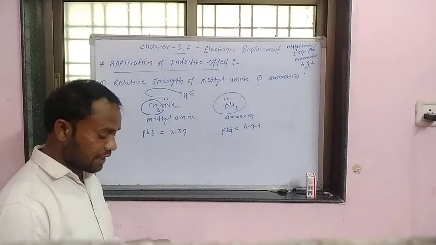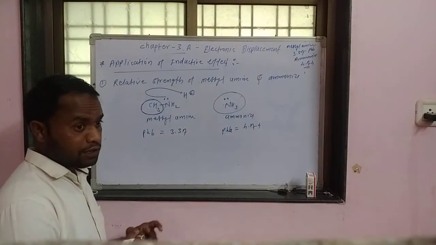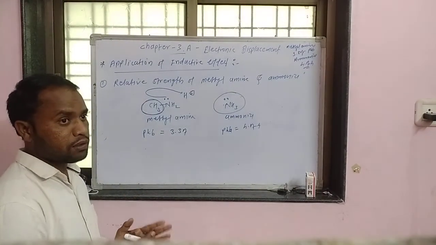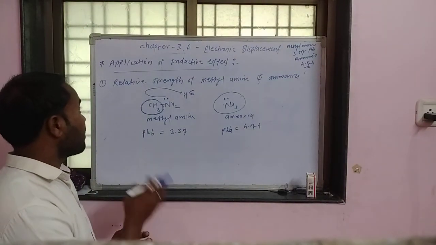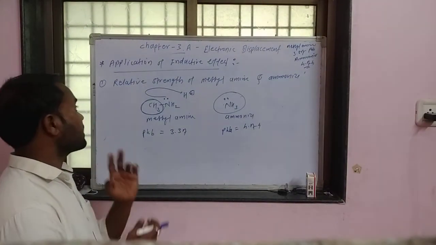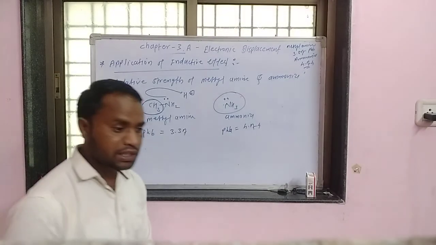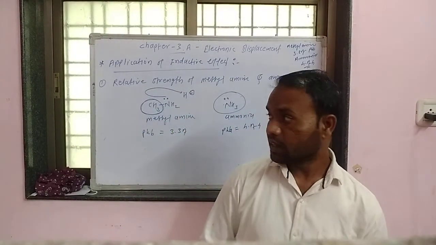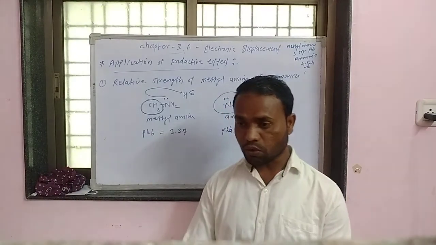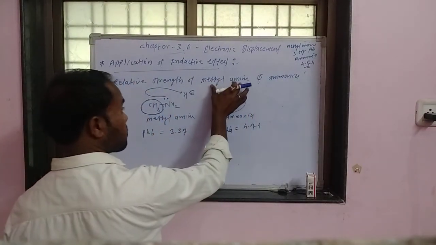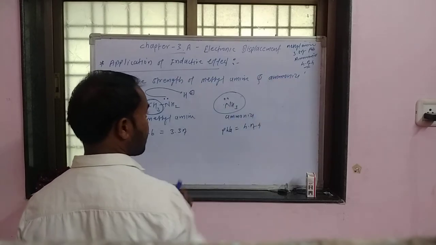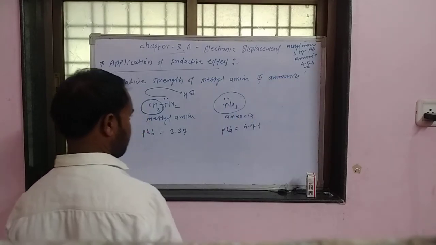This completes the inductive effect. There are two types: positive inductive effect and negative inductive effect. Then the applications of the inductive effect: first, the relative strength of chloroacetic acid and acetic acid; second, the relative strength of methylamine and ammonia. Methylamine is the stronger base than ammonia. Ammonia is a weak base.